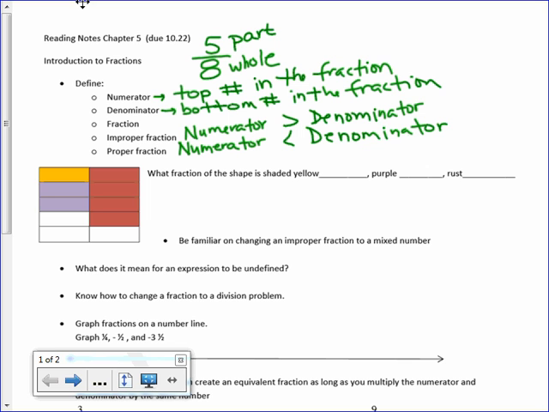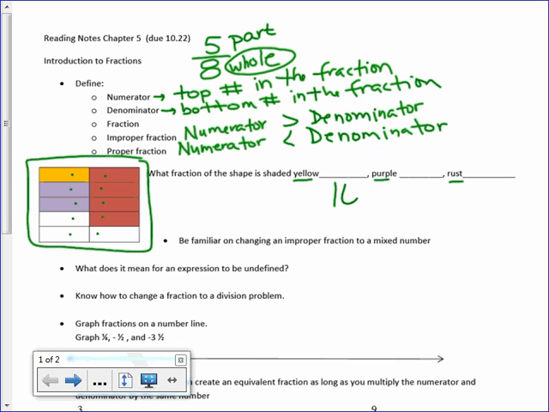Okay, so if you look at this shaded piece that I have in your notes, we need to find out what fraction of the shape is yellow, what fraction is purple, and what fraction is rust or the red color. Well, first of all we need to know how many whole parts there are. So there's 1, 2, 3, 4, 5, 6, 7, 8, 9, 10. There's 10 parts.